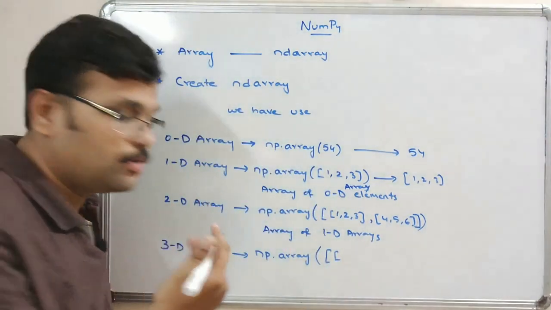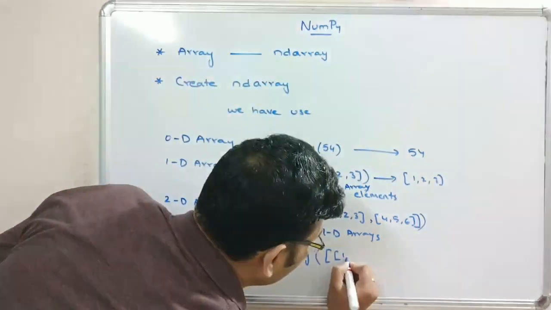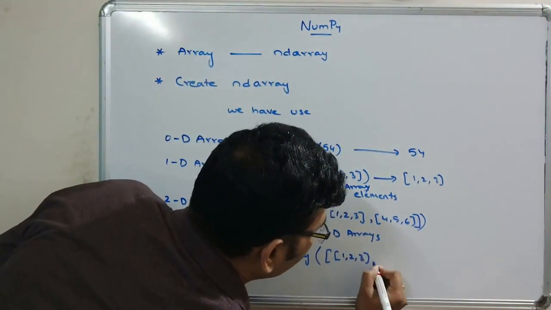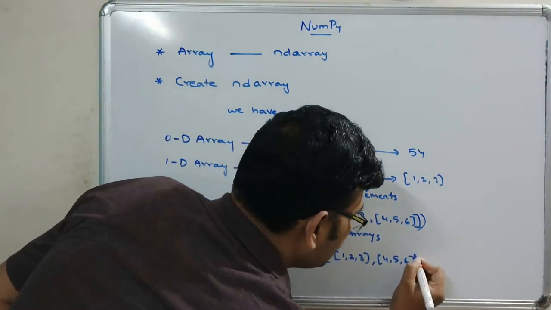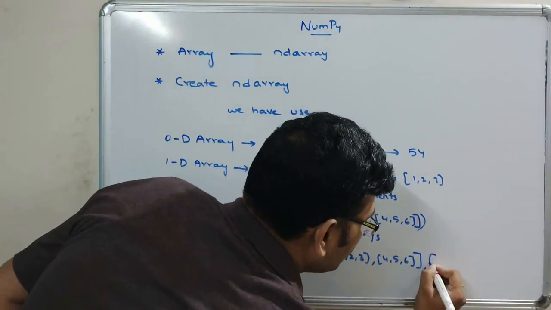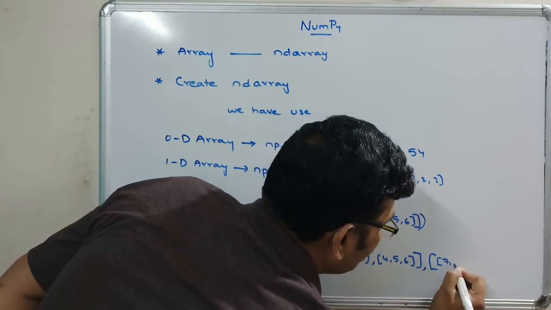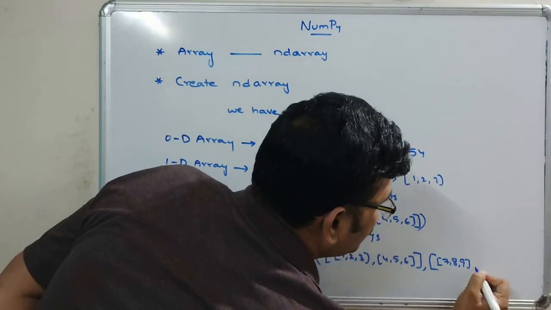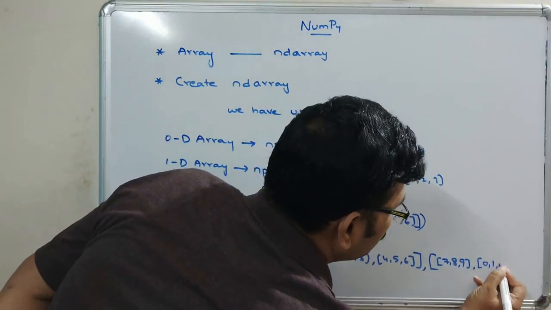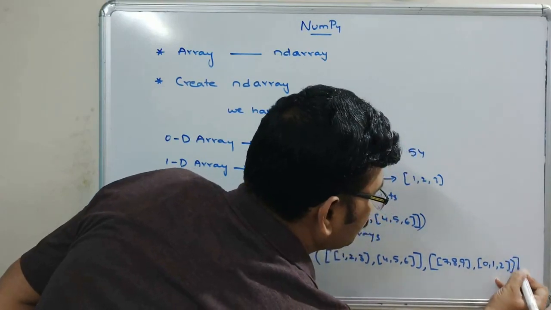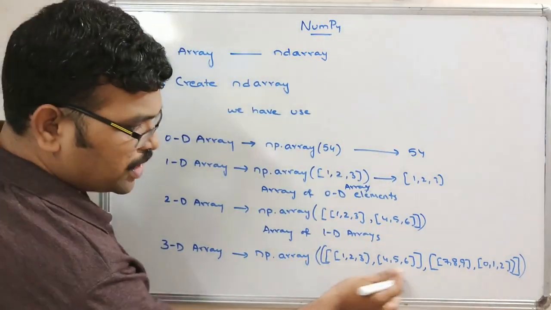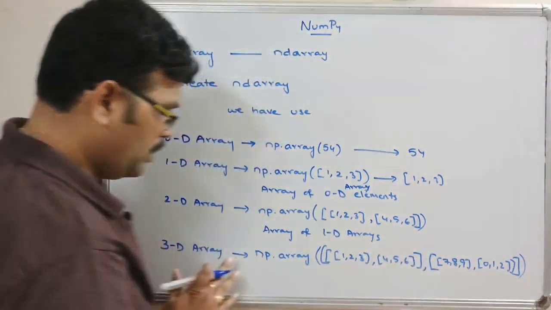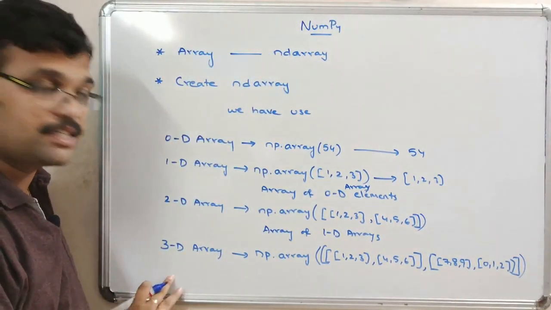Take two sublists. See, 1, 2, 3, 4, 5, 6, and this is one sublist, comma. Take one more sublist, 7, 8, 9, 0, 1, 2. This is one more sublist, right? So this is one sublist and this is one sublist. So like this we can create this 3-dimensional array.